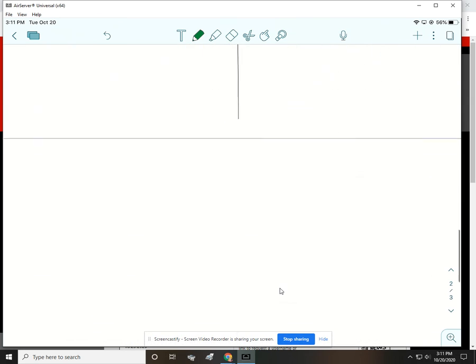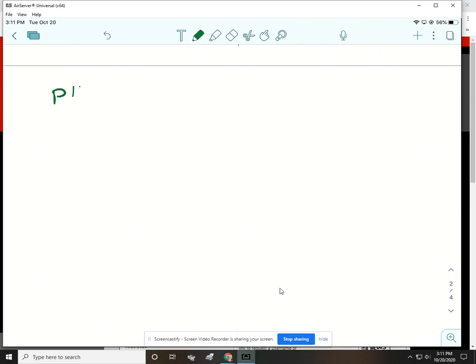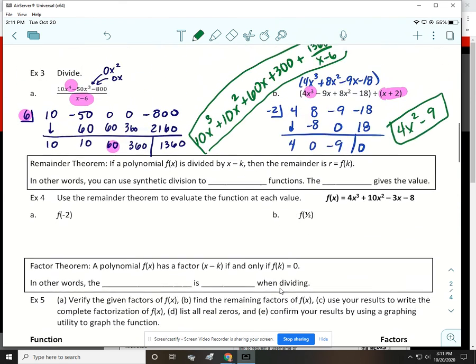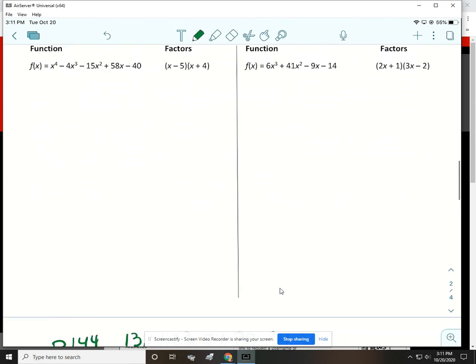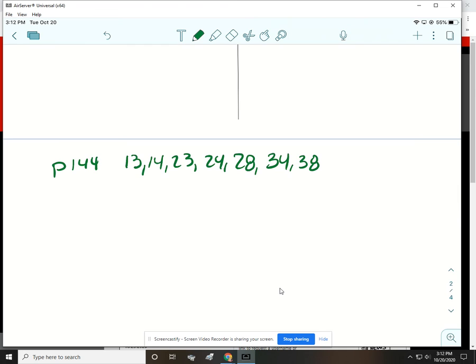Okay. So what I want y'all to do for your assignment is page 144, 13, 14, 23, 24, 28, 34, and 38. And if it's a problem, even if the directions say to use long division, if you can do synthetic division, do synthetic division. So if you're dividing by something that was like these divisors where it's just x plus something or x minus something, do synthetic. But do long whenever there is either a power on your x on your divisor or a coefficient.